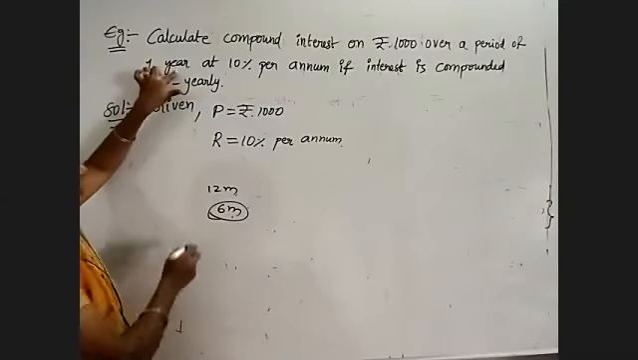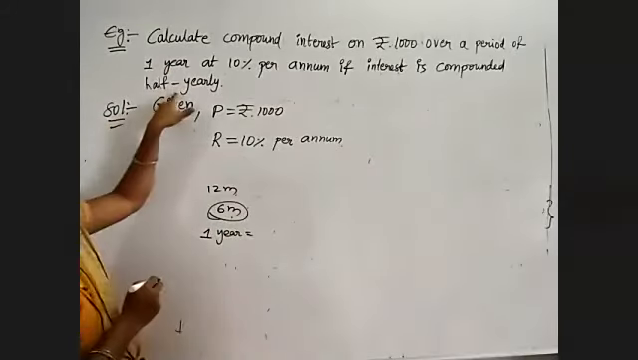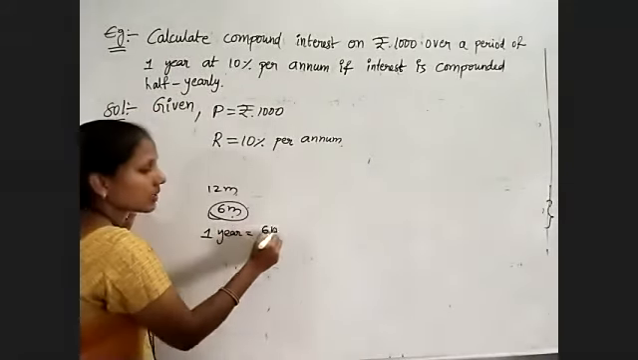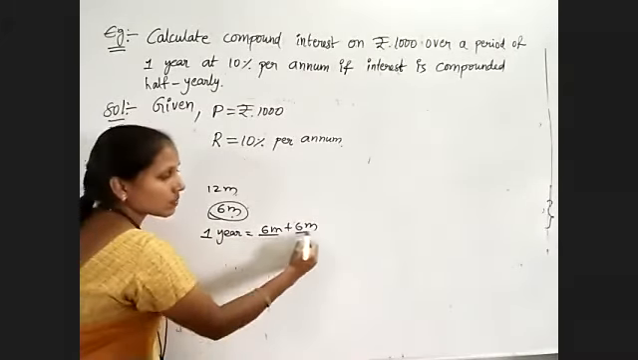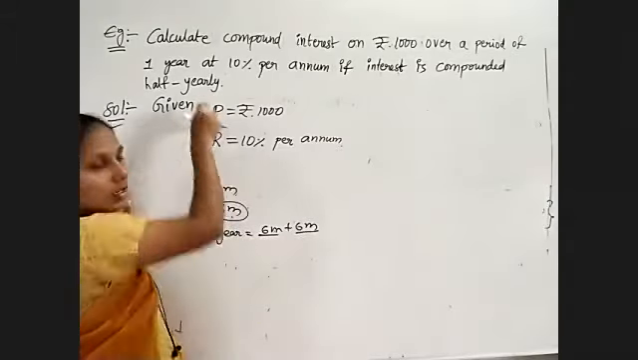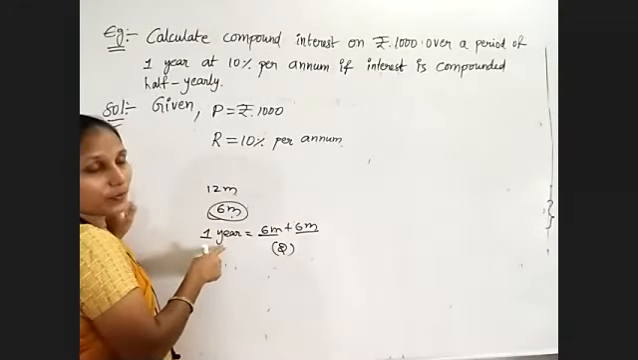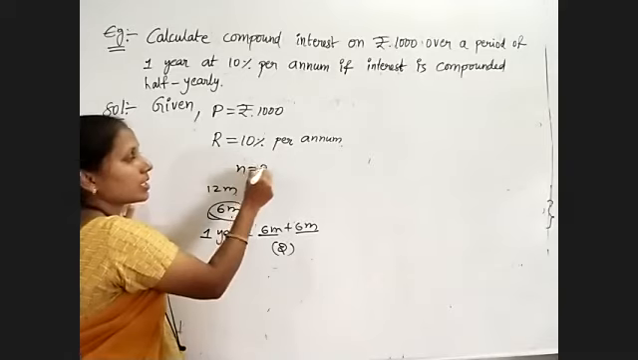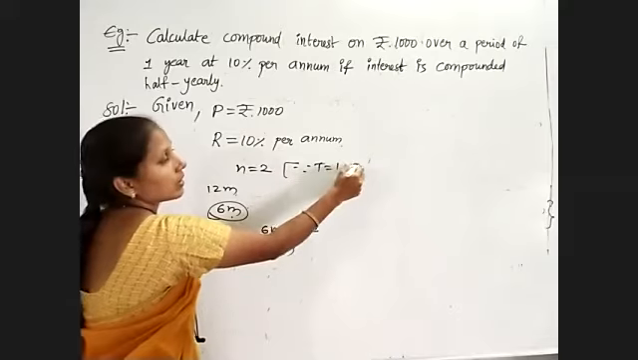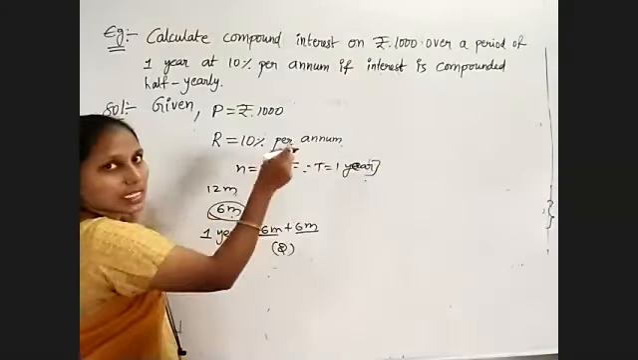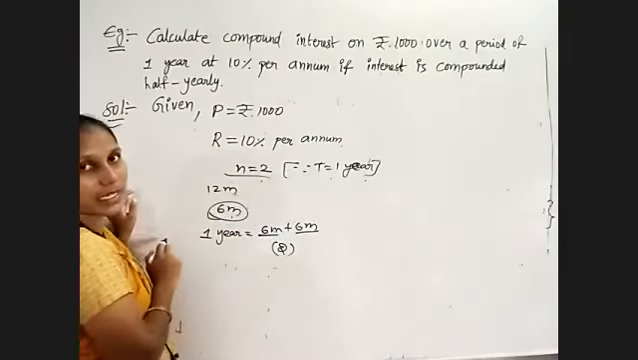Okay, so just observe here. 1 year they are given. So in 1 year, how many half years we have? Half year is nothing but 6 months plus 6 months, completely 12 months. 12 months is equal to 1 year. How many 6 months we are getting? 6 months is nothing but half year. 2 6 months we are getting in 1 year. Yes or no? So number of conversion periods is equal to 2 when time is equal to 1 year, because interest is compounded half yearly.